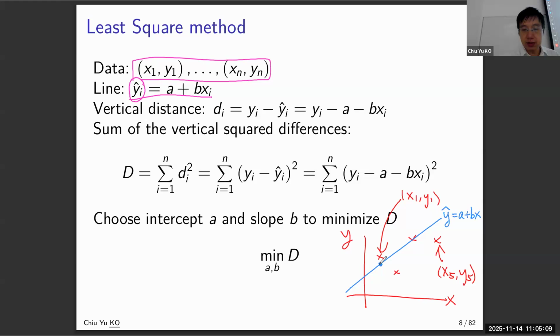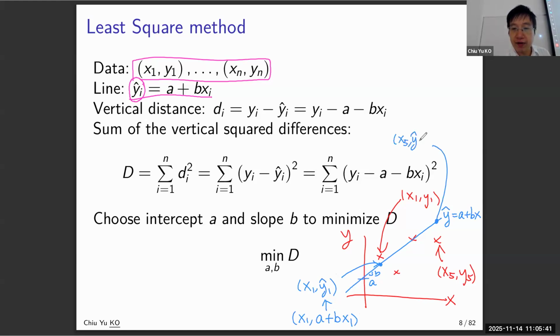And this point will be x1, y hat 1. And what is y hat 1? It comes from a and b. So y hat 1 will be a plus b x1, so this point will be x1, a plus bx1. Similarly, this point will be x5, y hat 5, which is x5, a plus b x5, if we fix a and b. So that is the idea.